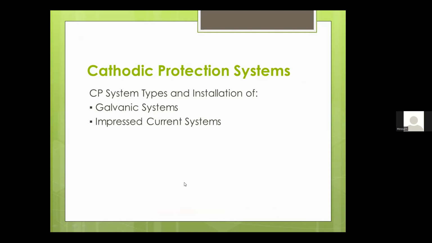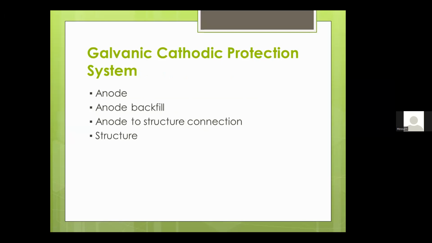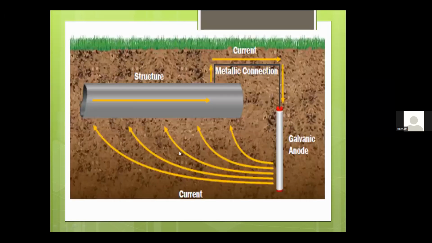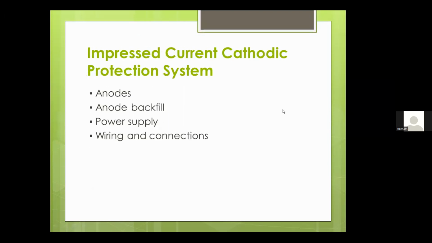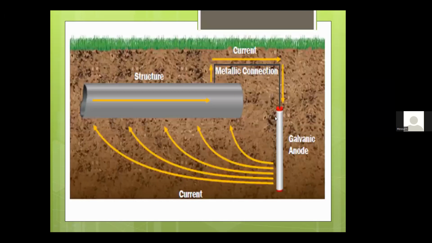The cathodic protection systems have two main types, the galvanic systems and impressed current systems. The galvanic system consists of anode and anode backfill, anode to structure connection, and the structure. Here is the galvanic system. This is the structure and the anode, and there is a metallic connection between the structure and the galvanic anode. The current direction here is from the anode to the structure through the soil, then from the structure to the anode in the metallic connection, like this.